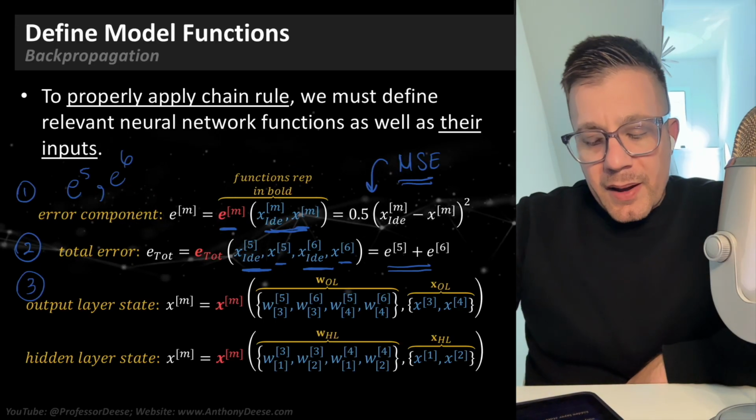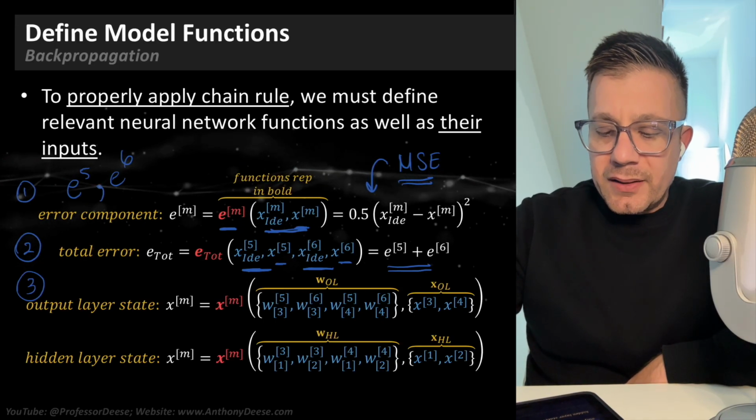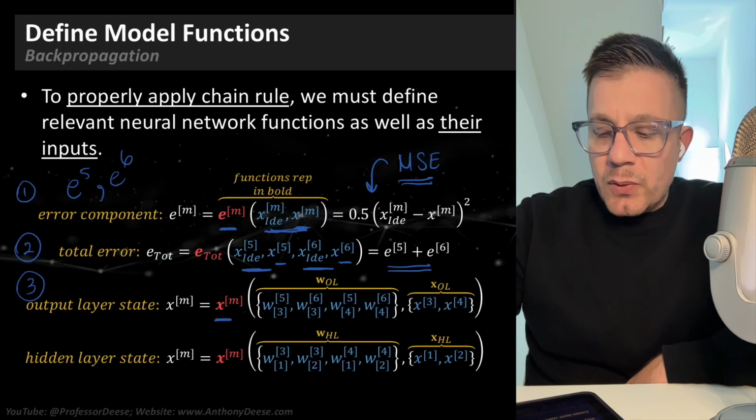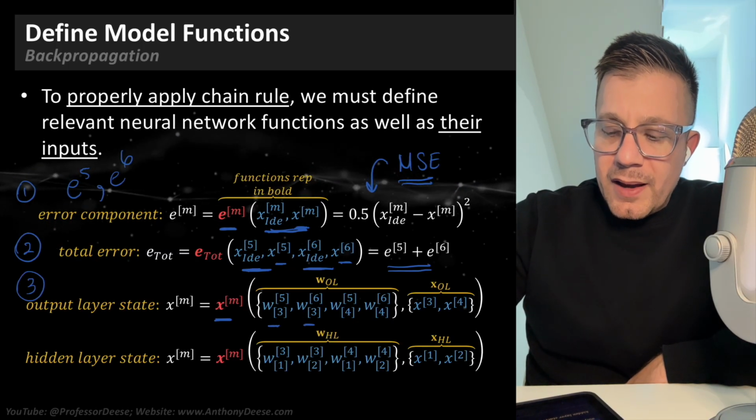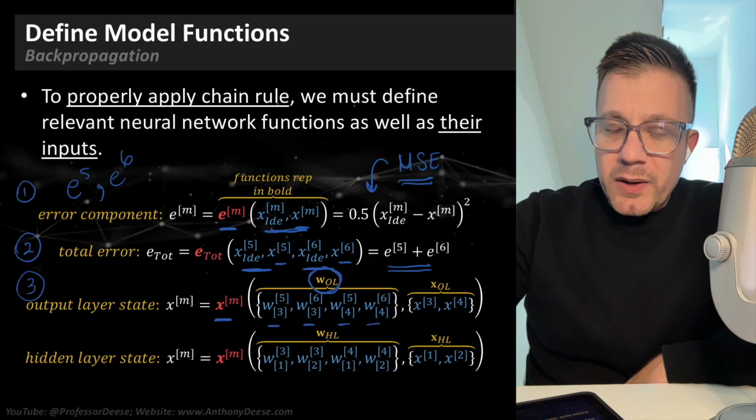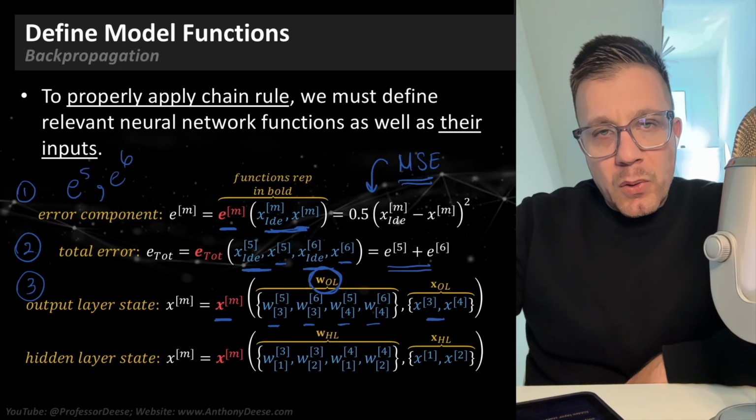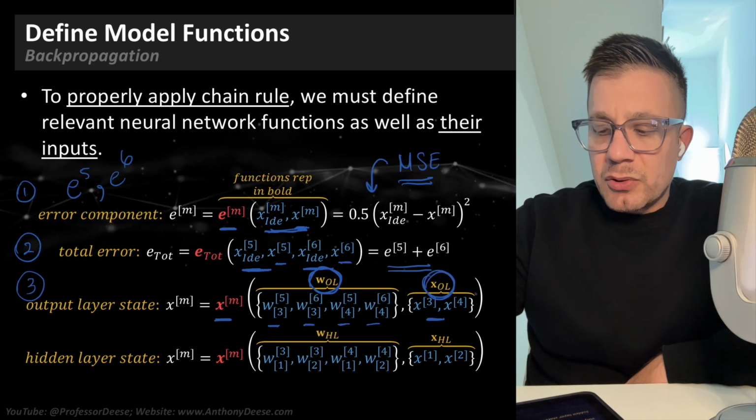The third function that we need to review is the state of an output layer neuron, or an output layer state. So what we see is X superscript M, the state of node M, is dependent on 6 different values. We have all 4 of the output layer synapse weights, which we can represent collectively as W subscript OL, as well as both of the states that feed into the output layer, which I represent here as X subscript OL.